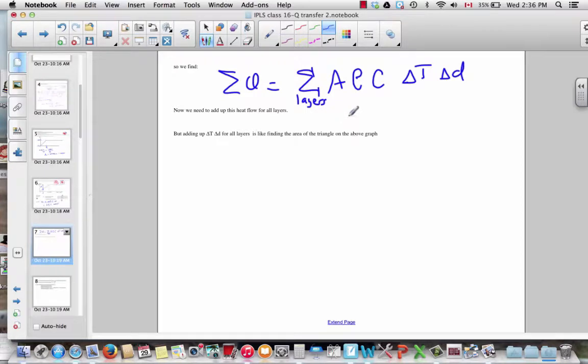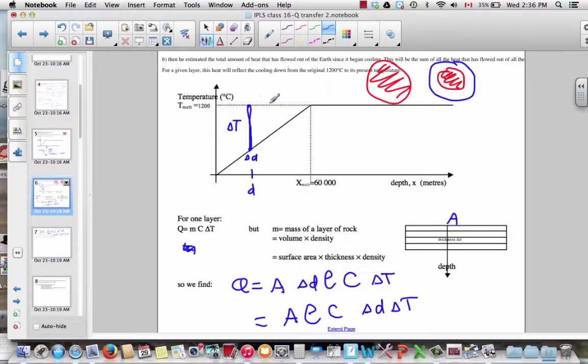But A, rho, and C are just constants. They're the same for each layer, so we end up adding up delta T, delta D, and as I said earlier, that's the little area of that little wedge. And if you add up all those little layers, then you end up essentially just finding the area of this triangle, which is half times base times height.